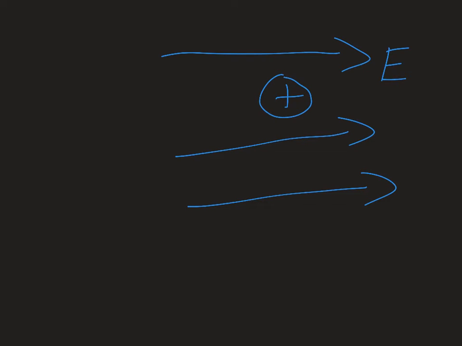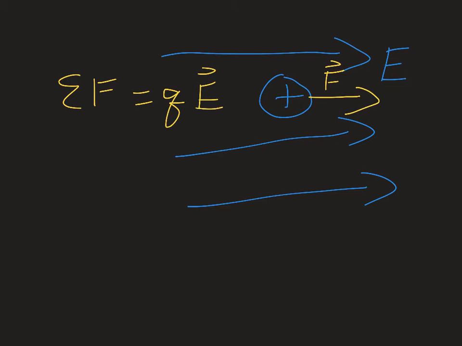Now, if I have a charge that I have placed in an electric field, so I've got some electric field like this. There's our electric field. We know immediately that this charge is going to feel a force along the direction of the electric field because it's a positive charge. And if that charge is free to move, it's going to accelerate. And so we can say that the sum of the forces is equal to Q times E.